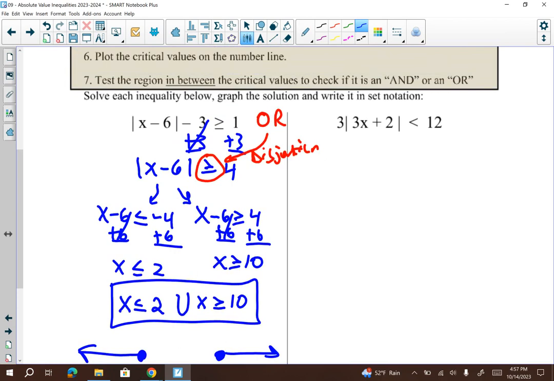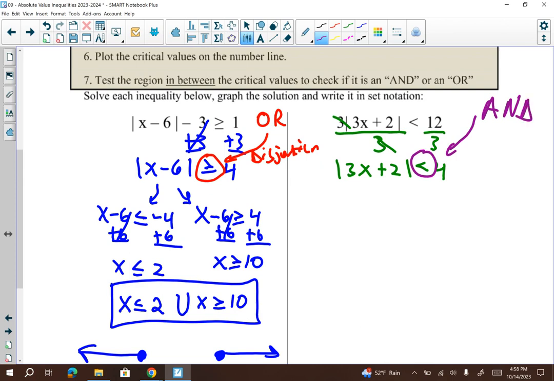Let's look at our next one. We've got 3 times the absolute value of 3x plus 2 is less than 12. Again, not going to make a judgment about the inequality symbol until after we isolate the absolute value bars. So we're going to divide everything by 3, which gives us the absolute value of 3x plus 2 is less than 4. Okay? Since our inequality is a less than, it's going to be an and inequality or a conjunction. So that's where I'm thinking I'm going to have our x in the middle and then our two critical values on the side. I don't know what those are yet, but that's how it's going to be structured.